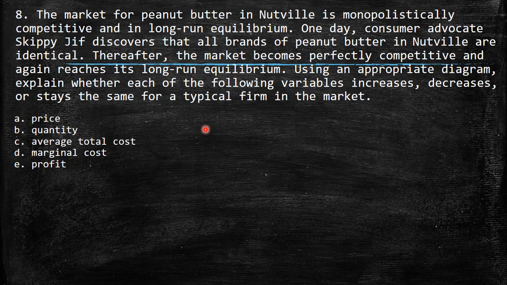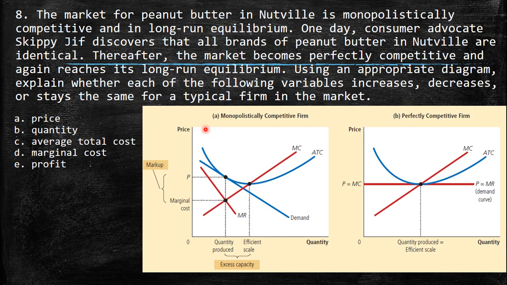Okay, we will see, or we will discuss it. Using an appropriate diagram, explain whether each of the following variables increases, decreases, or stays the same for a typical firm in the market. So we're going to discuss price, quantity, average total cost, marginal cost, and profit. Okay, so here is the point.